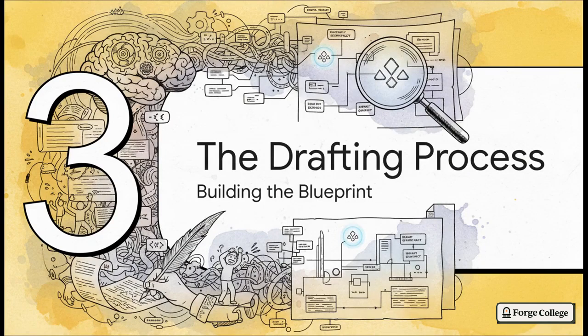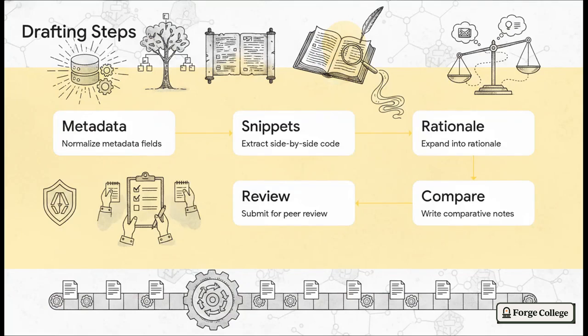Section 3. The drafting process. Building the blueprint. To build your documentation efficiently, you'll want to follow this 5-step assembly line. Step 1. Normalize your metadata so everything aligns with our taxonomy. Step 2. Extract those side-by-side code snippets from your previous exercises. Step 3. Expand your terse inline annotations into structured, well-written rationale paragraphs.